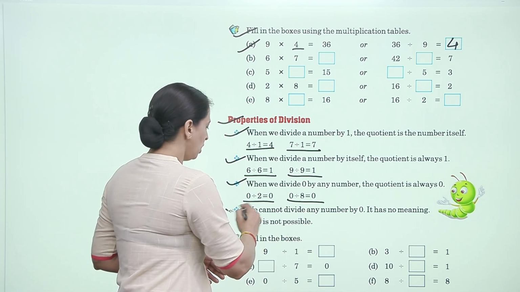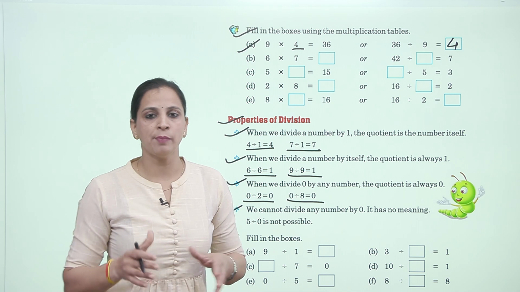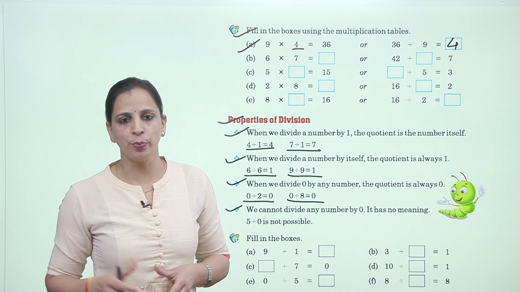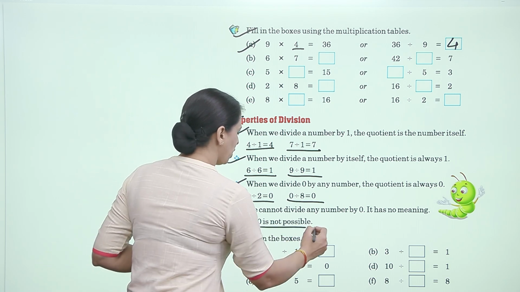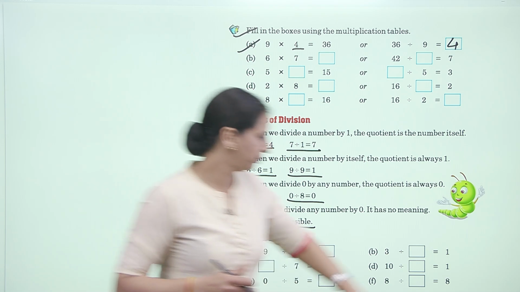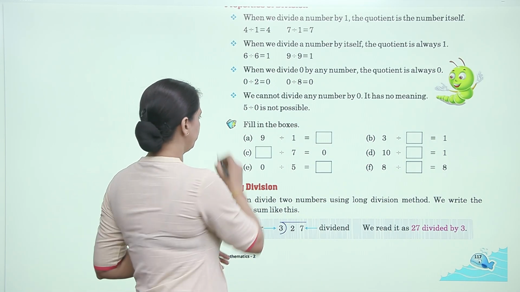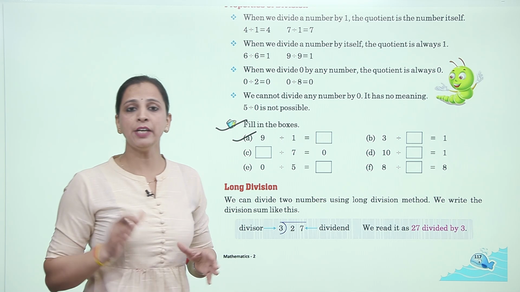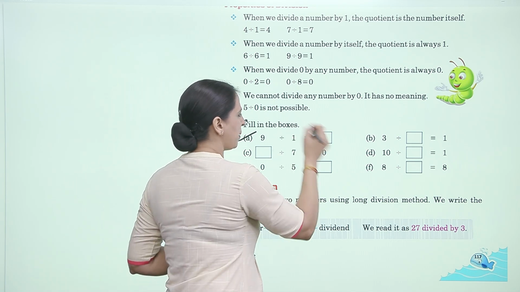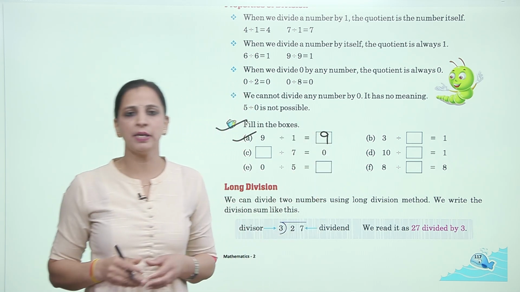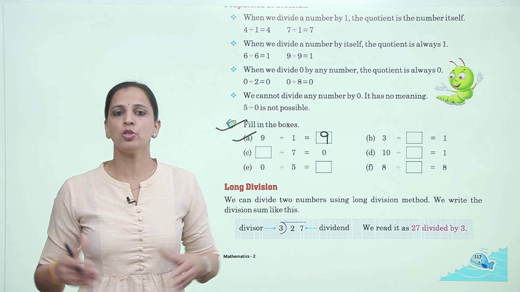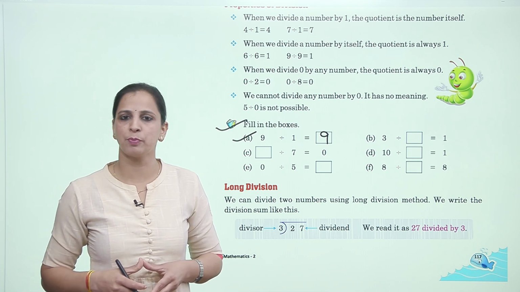Next, we cannot divide any number by 0. It has no meaning. That is 5 divided by 0 is not possible. Now fill in the boxes. A part, 9 divided by 1. When we divide any number by 1, the answer is the number itself. That is 9. तो बच्चों सेम मेथड को यूज करते हुए बाकी के पार्ट्स आप खुद ट्राई करेंगे.